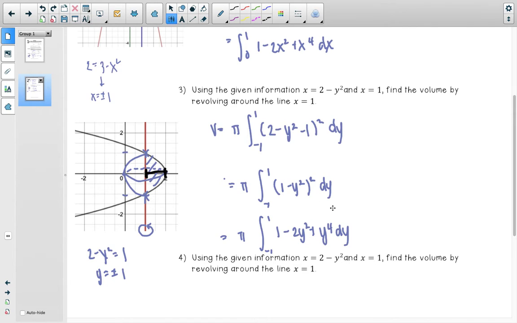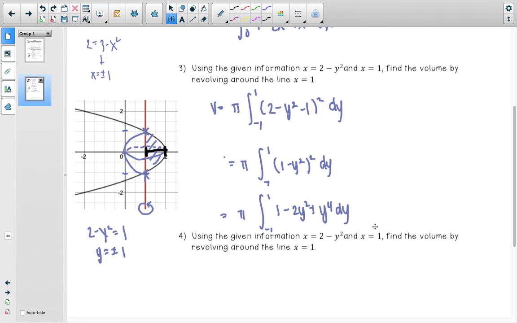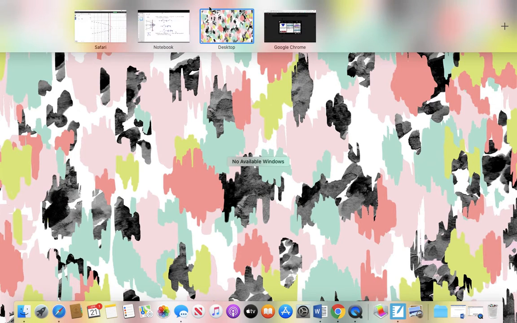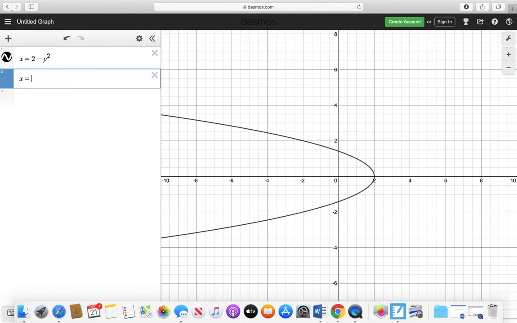Okay, so next equation, I goofed a little bit, and I want to change this to -2. So same equation, but we're going to revolve it around -2. So let's fix that on here, because we haven't done one on a negative side of something yet. So let's do that real quick.